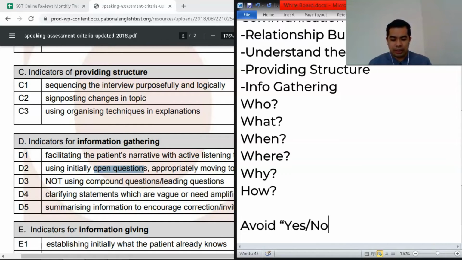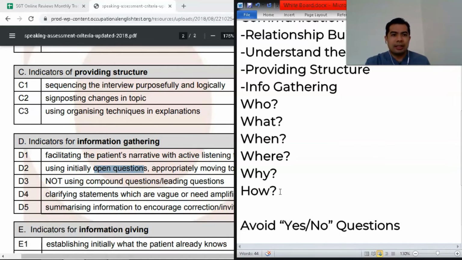If you're just going to ask, are you okay? Yes. Are you in pain? No. Are you good to go home? Yes. Then what information have you gathered from the patient? If your questions are going to start with who, what, when, where, why, or how, however, then you will get more information out of the patient. So that's what we're really testing for.